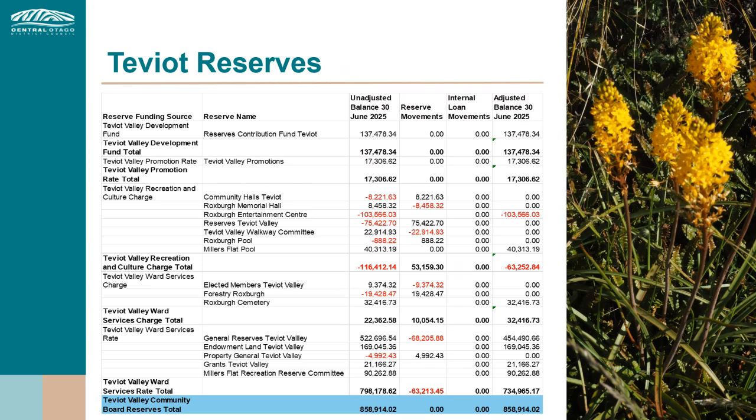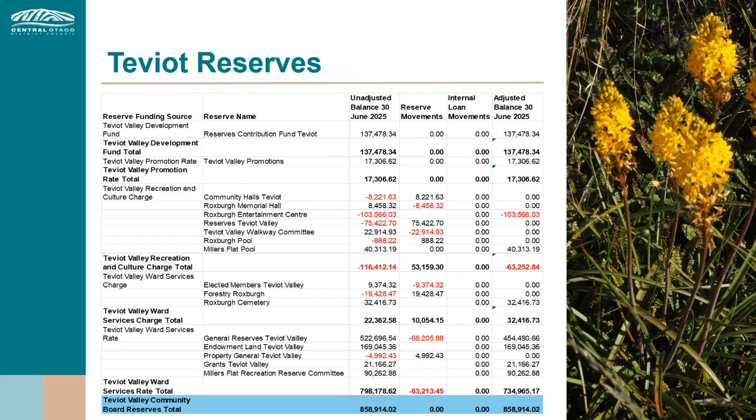So the thing that you can also see is on the far left hand side in terms of description, Teviot Valley Recreation Culture Show. Those reserves, community Teviot, Oxford Memorial Reserves, Teviot Valley, were created by rate funding from the now defunct Recreation Culture. So we can move money around within that group, but we can't move money from that group outside. So we also then have the Teviot Valley Board Services Chart, which is the next one down, and that covers the forestry at Roxburgh. And then we have a small amount of the Teviot Valley Board Services rate. So the Board Services charge was the fixed charge, the Board Services rate was the variable charge that was levied.